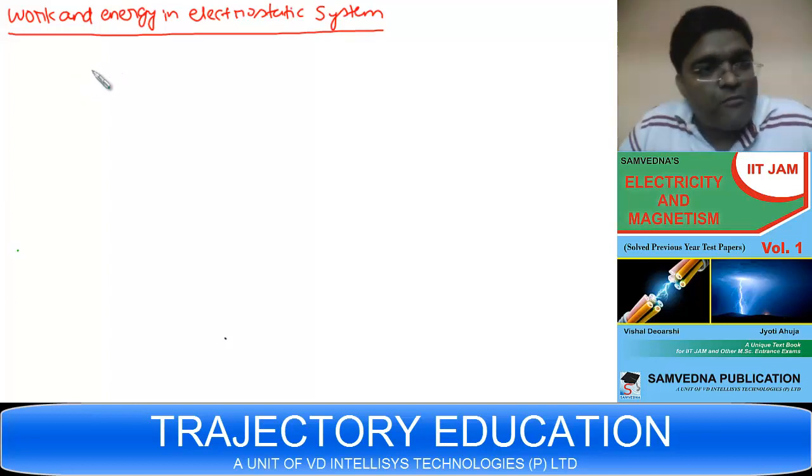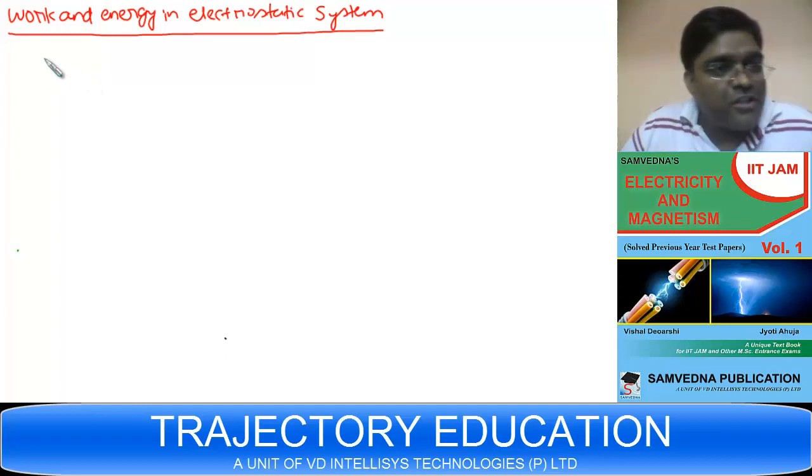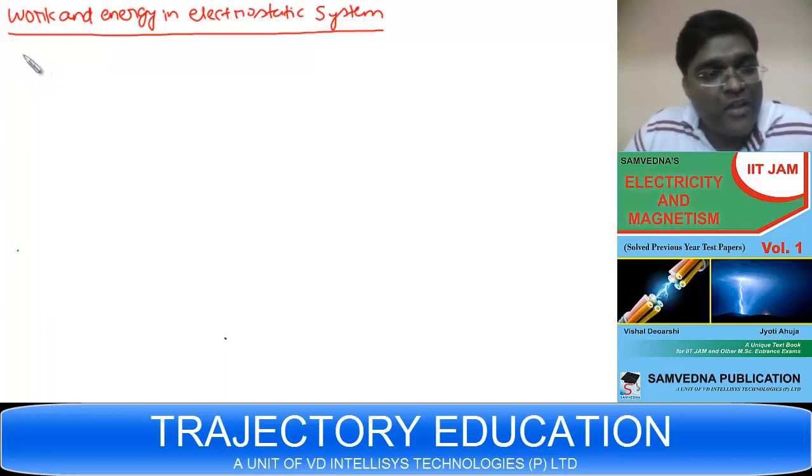Today we have to discuss work and energy in electrostatic systems. What is work and what is energy? How have you defined energy? When you read energy for the first time, what was the definition you used? We read energy in 7th or 8th class as far as I remember, and there I write a very simple definition.